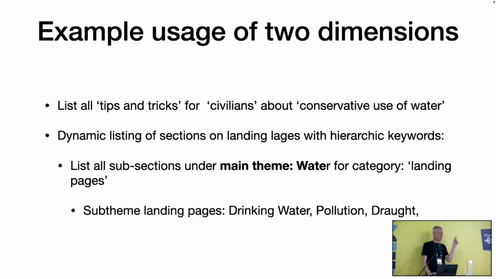That's a three-dimensional query, and then it will show you this in a listing block on a page somewhere in the site. You can also say, okay, I want to list all subsets under the main theme water for the category landing pages, because I can just have the generic page, make it a landing page, label it with you are now a landing page and you are not a long read, and you can do these queries.